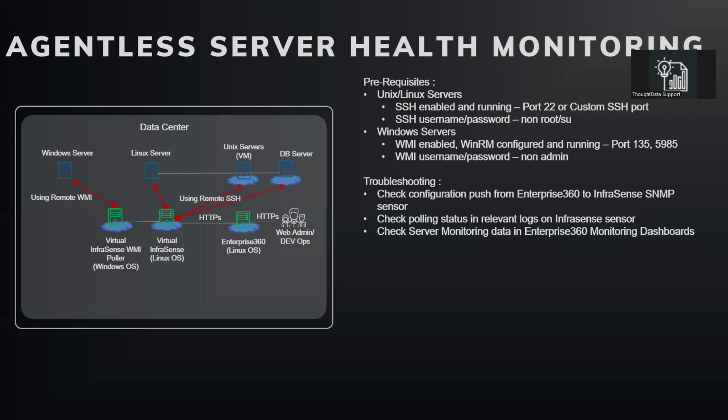And if you have any firewalls in between our sensors and the targeted servers which you intend to monitor, then for Linux-based systems, port 22 or your custom port, whatever you're using, needs to be opened up in the firewall. And likewise, for Windows-based systems, you need to open up port 135 and 5985 for WMI polling.